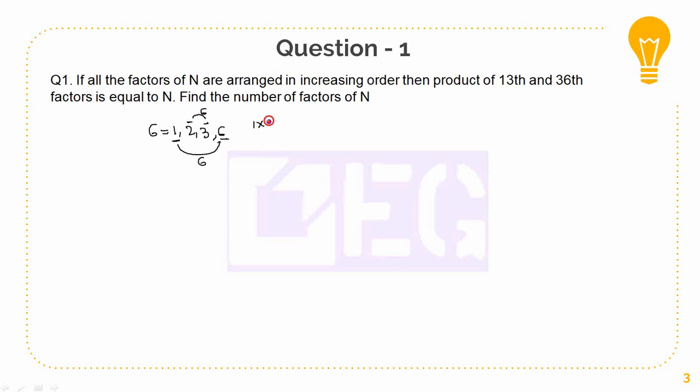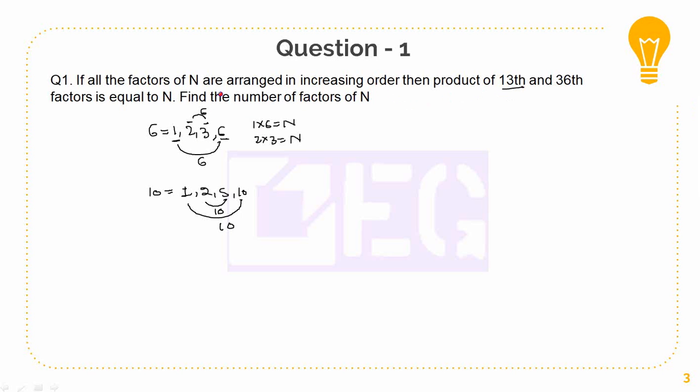That means 1 into 6 is equal to your number, and 2 into 3 is also equal to your number. Like if you take the example 10, the factors are 1, 2, 5 and 10. The first and last factor product is equal to 10, and the second and second last factor product is also equal to 10. So basically, the product of the first and last factor, second and second last factor, third and third last factor and so on will be equal to the number. The same concept we will apply in this particular question.